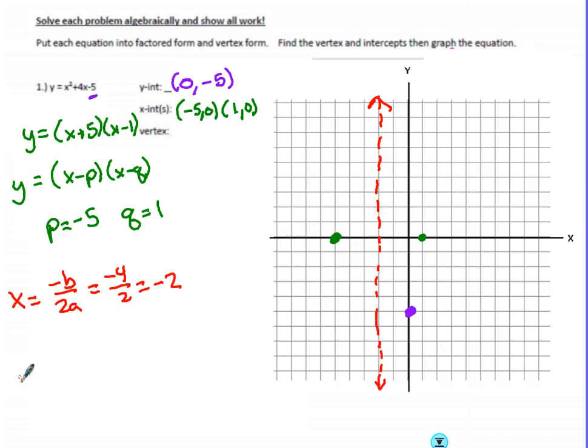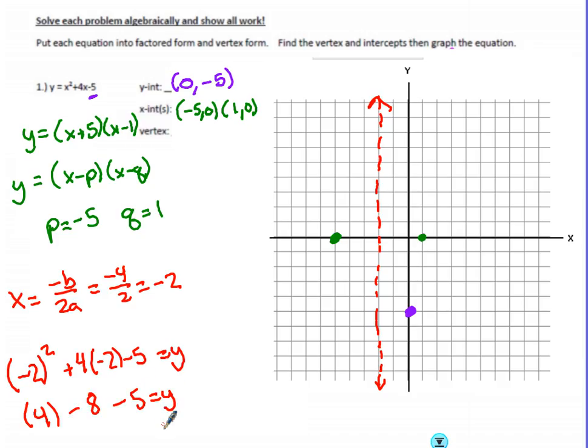So we can plug in negative 2 into the original equation and solve it for y to get the y value of the vertex. Solving through, we get 4 minus 8 minus 5 is equal to y, which means y is equal to negative 9.